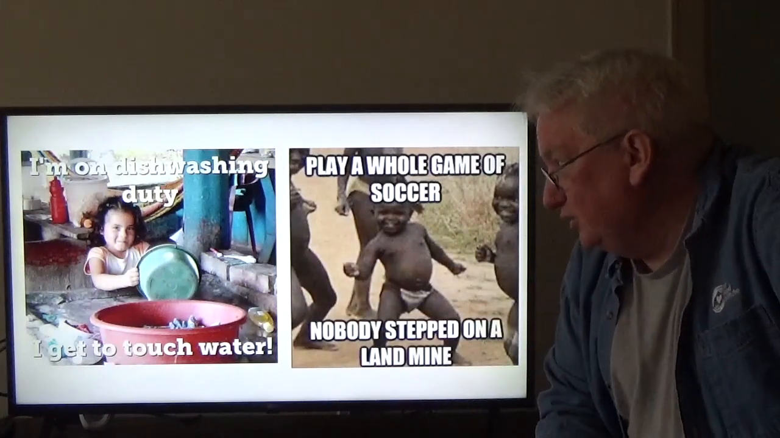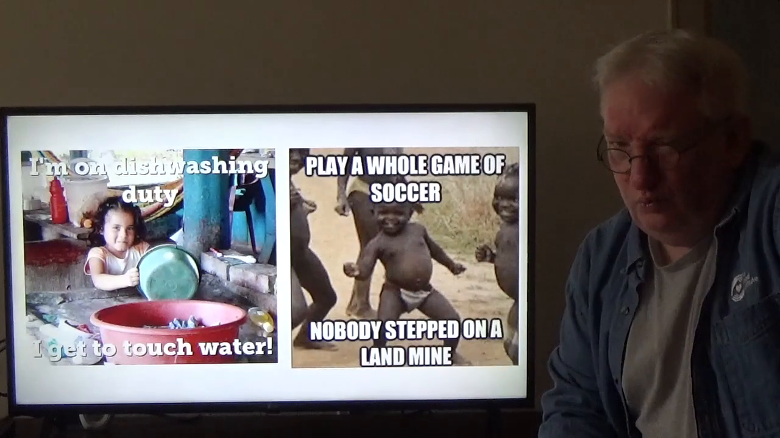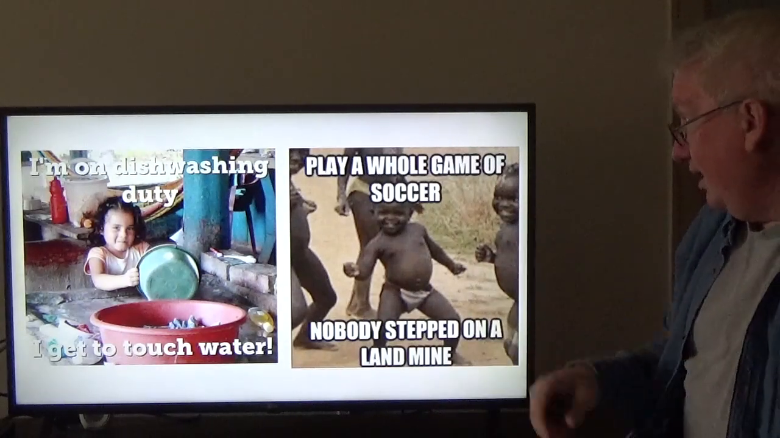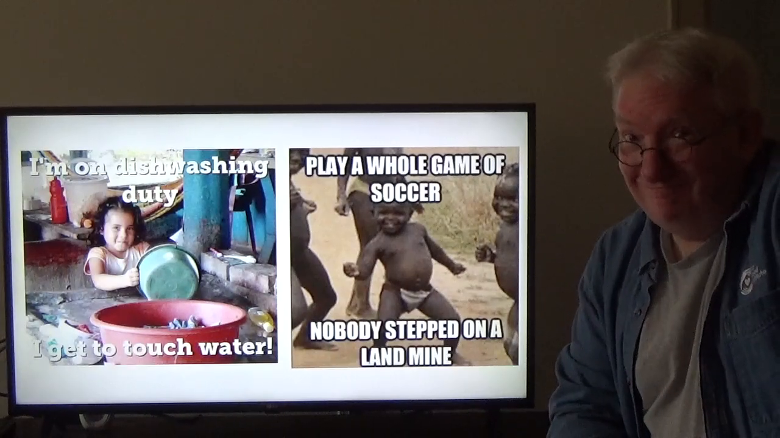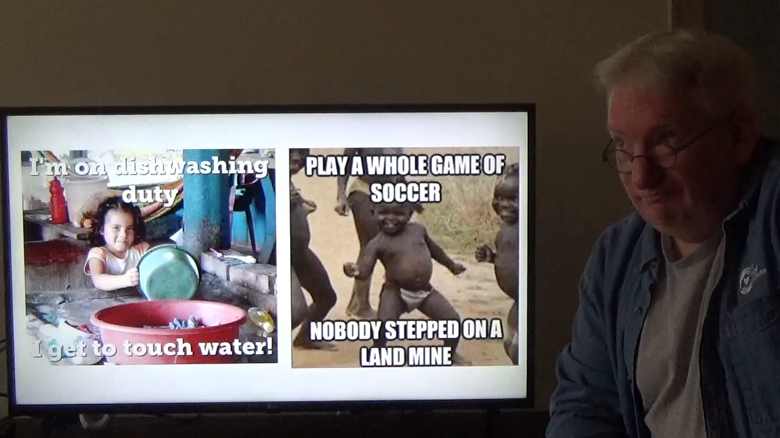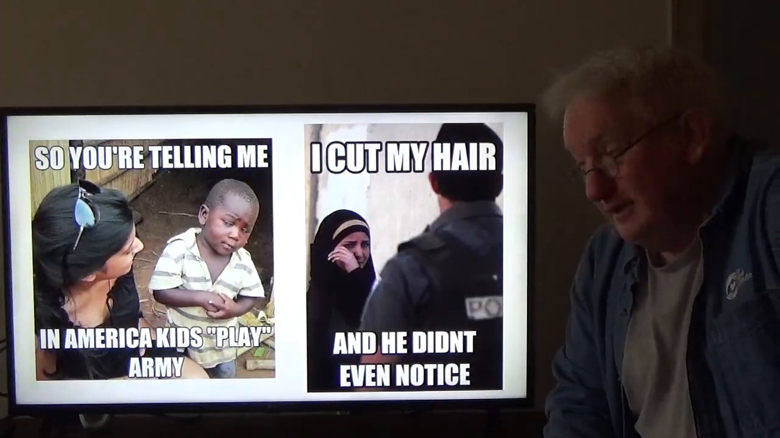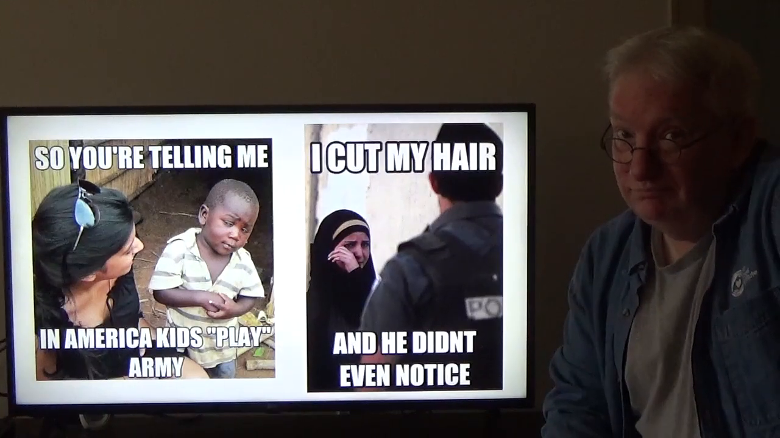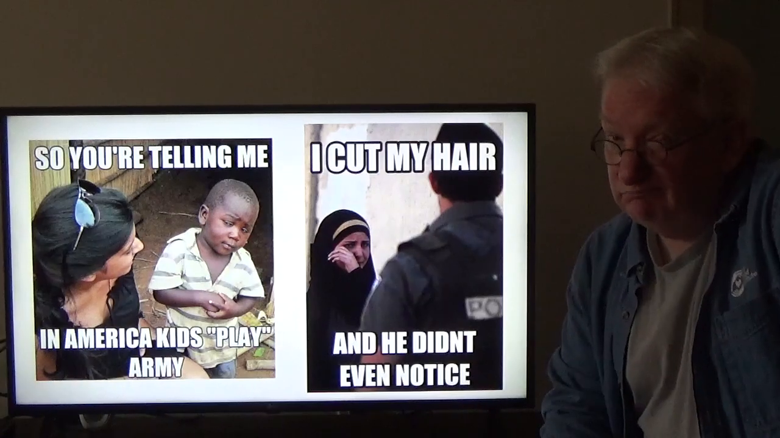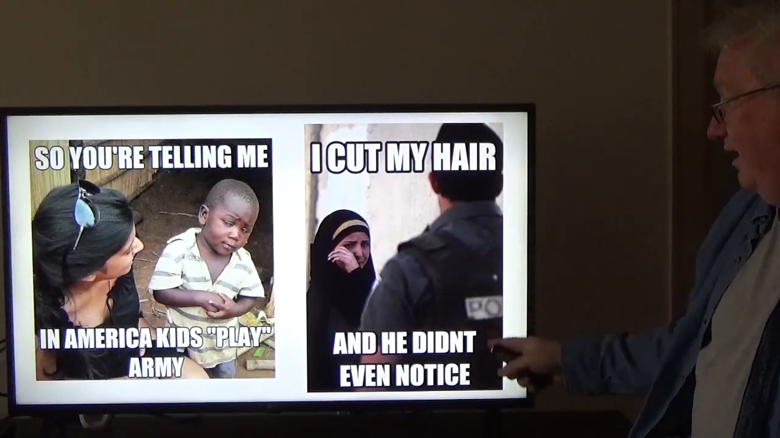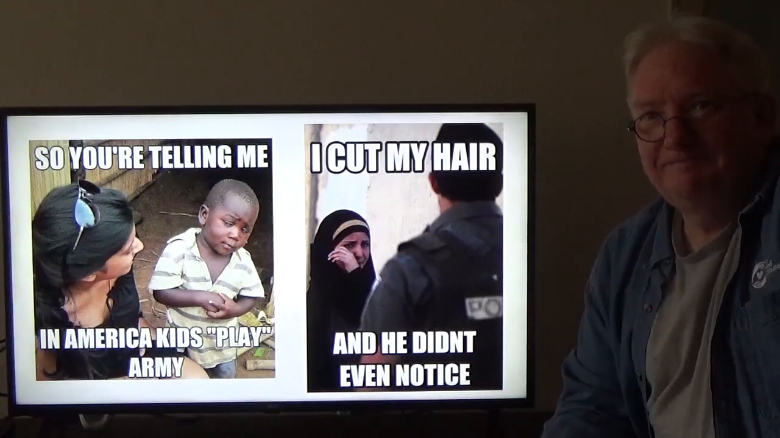I'm on dishwashing duty. I get to touch water. Play a whole game of soccer. Nobody stepped on a landmine. These are not funny. So you're telling me in America kids play Army versus third world where kids are the Army? I cut my hair and he didn't even notice. All right, that one's kind of funny. That one's kind of funny.